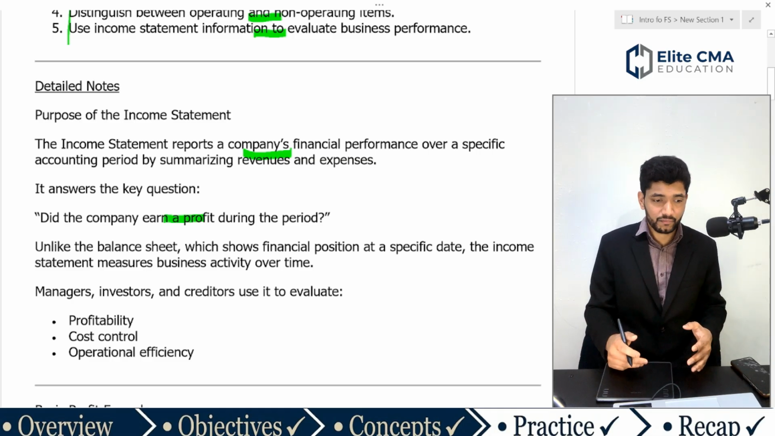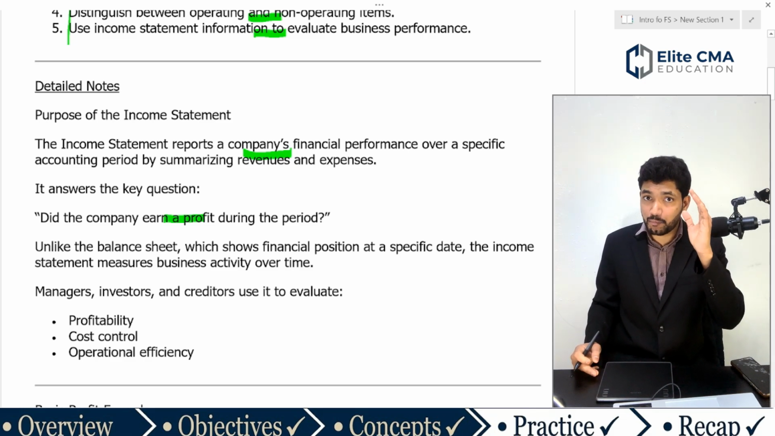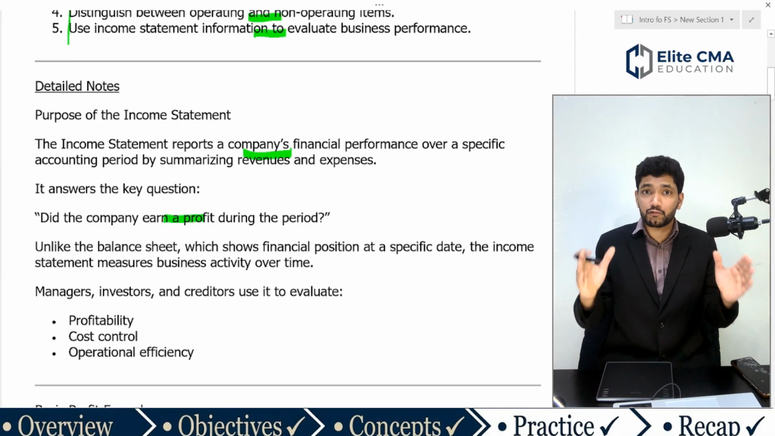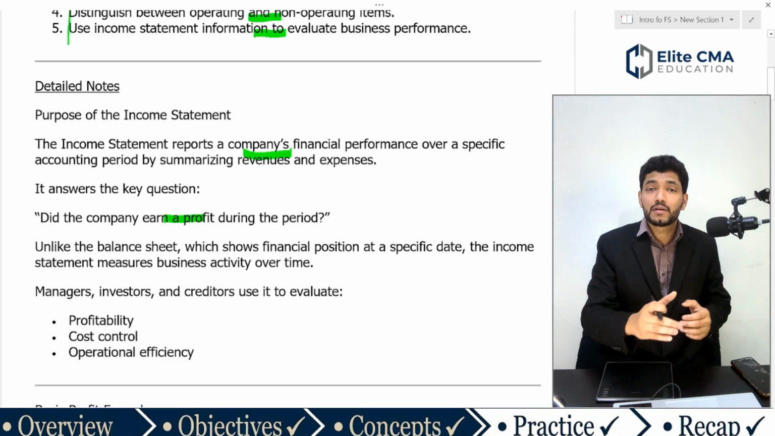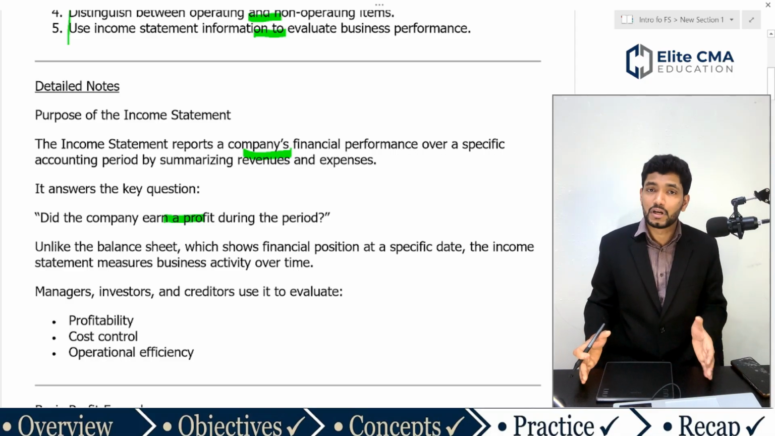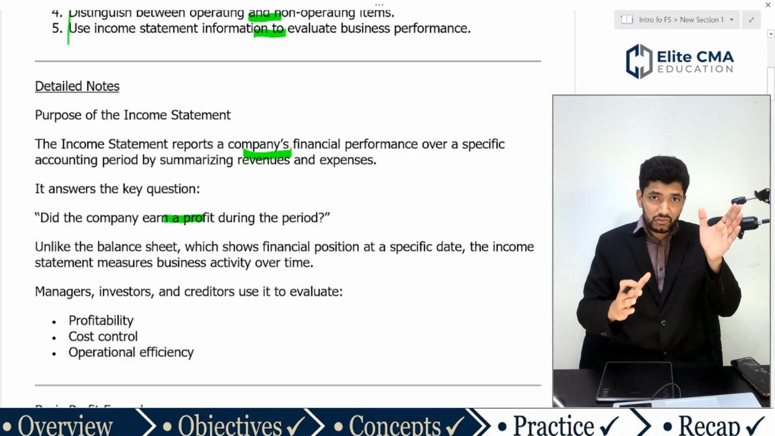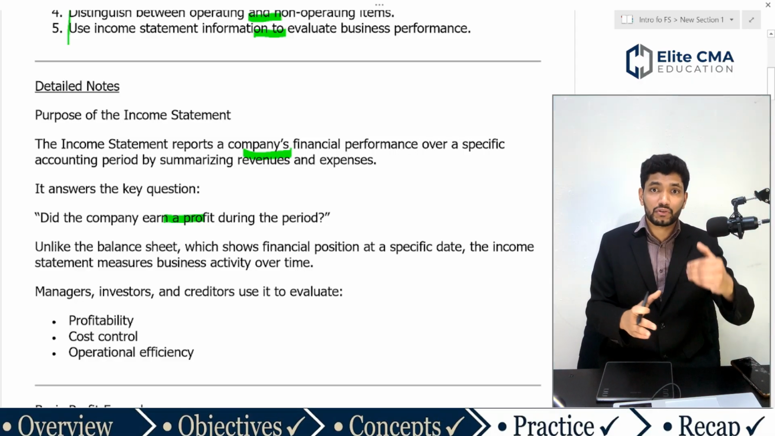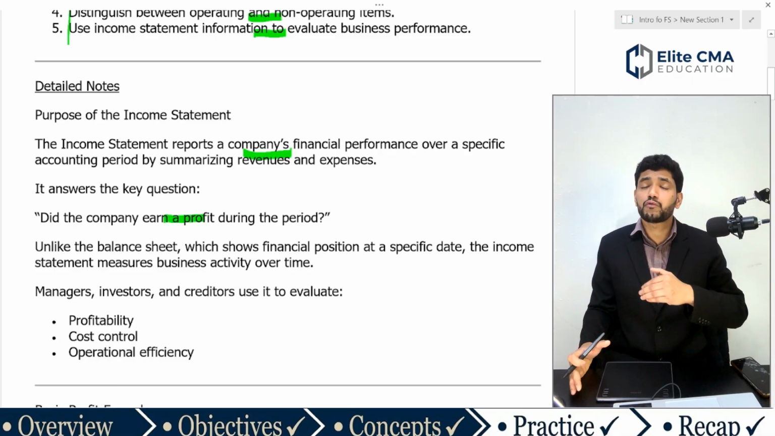So this is the key question answered by the income statement: whether the company made a profit or loss during a period. Unlike the balance sheet, which normally shows a specific point in time, the income statement shows a specific period of time. If it is a balance sheet, it shows a specific date, maybe 31st December 2024. But the income statement shows a period of time, from a starting date to an ending date, suppose 1st January 2024 to 31st December 2024.